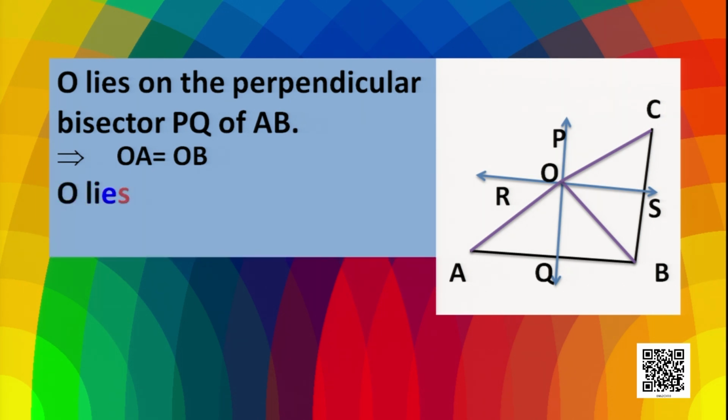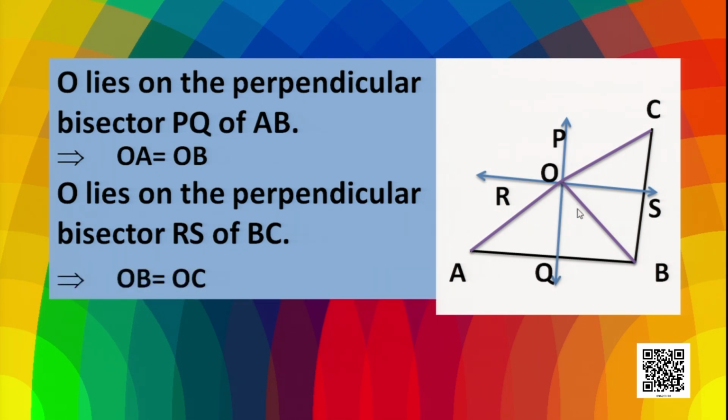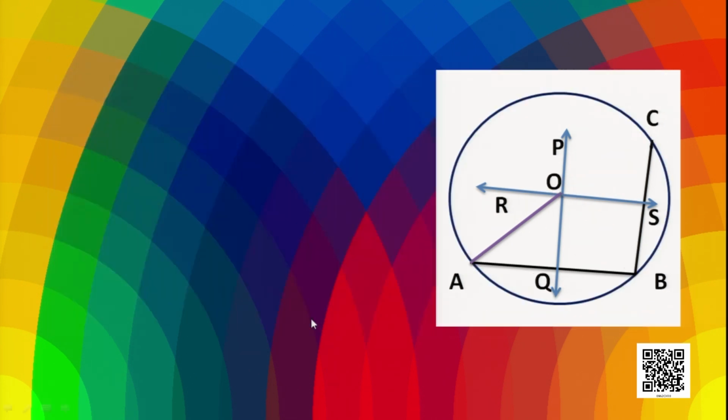Similarly, we know that O also lies on RS, the perpendicular bisector of BC. So again O is equidistant from B and C, that means OB is equal to OC. Now here we have OA equal to OB and OB equal to OC. So we can say that OA is equal to OB is equal to OC. So from this, what do we get?